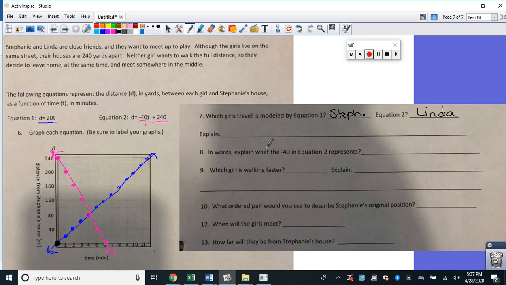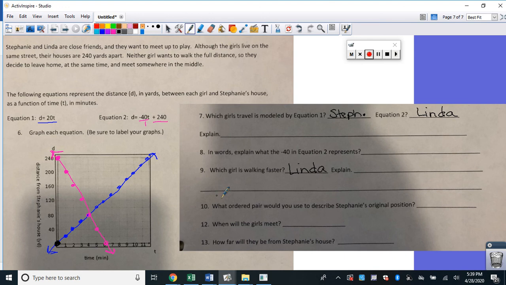All right, number 8, in words, explain what the negative 40 in equation 2 represents. Well, I kind of already talked about that. That means that the slope of Linda's line is negative 40. As I explained, for every minute that she travels, she is traveling 40 yards. And because they're going opposite directions, that's why one is positive and the other is negative. So for number 8, it's just saying that Linda is traveling 40 yards per minute in the opposite direction. Okay, number 9, which girl is walking faster? If we look at the slopes, Stephanie is traveling 20 yards per minute. Linda is traveling 40 yards per minute. So obviously, Linda is traveling faster. And I just explained that.